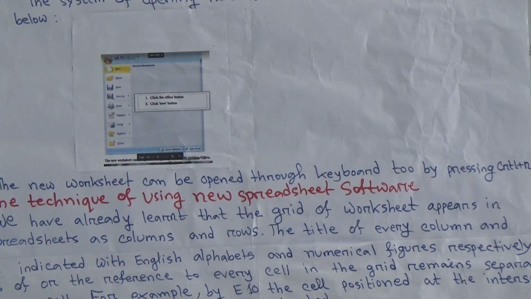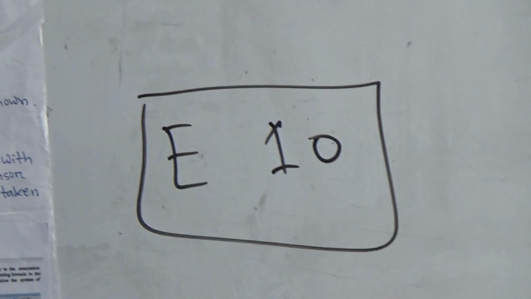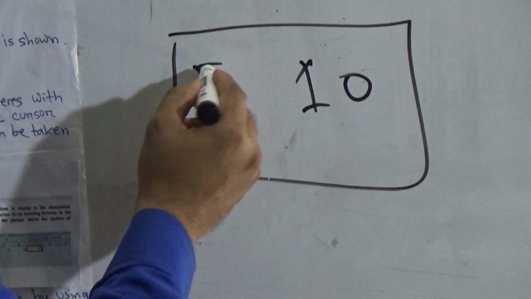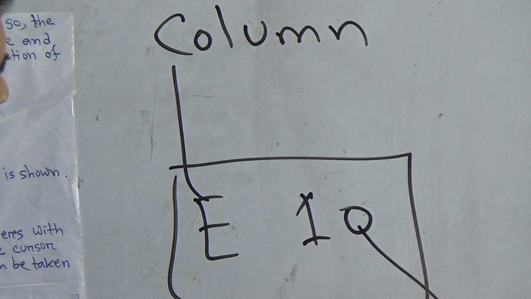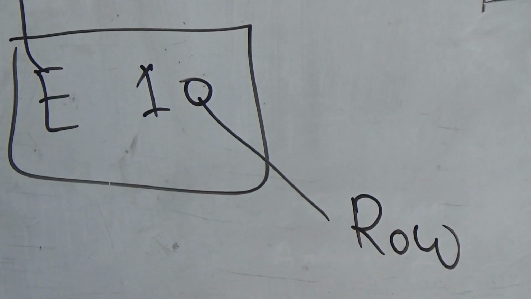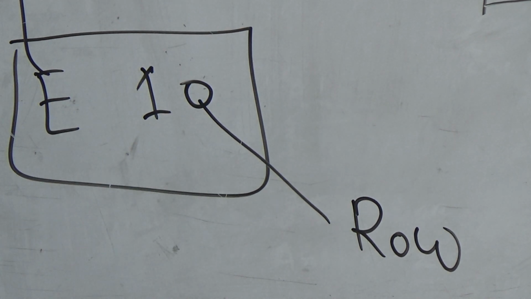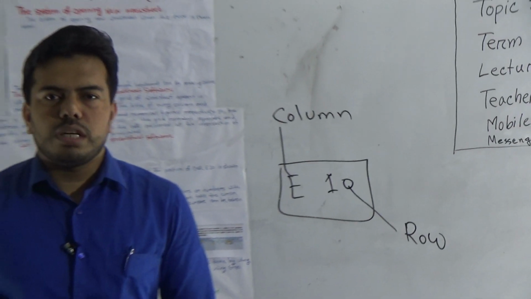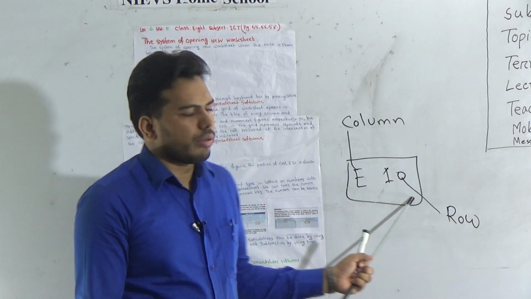If I say, just have a look on the board, E10, there is a cell. If you indicate a cell by writing E10, it indicates that E is a column here, and 10 is a row. So whenever you get this cell, you can start writing here. You can start importing your information. You can type numbers or alphabets here. Here your new worksheet program has started.